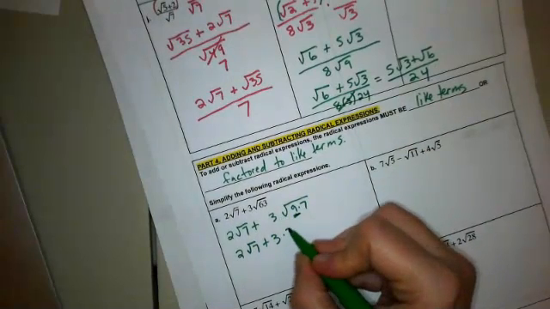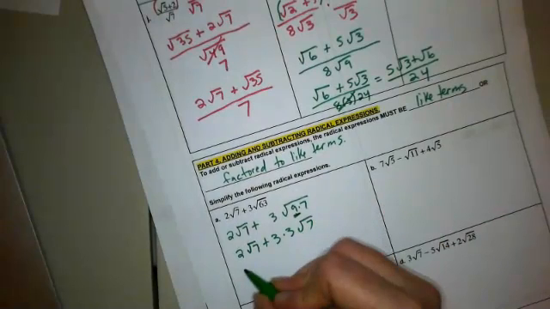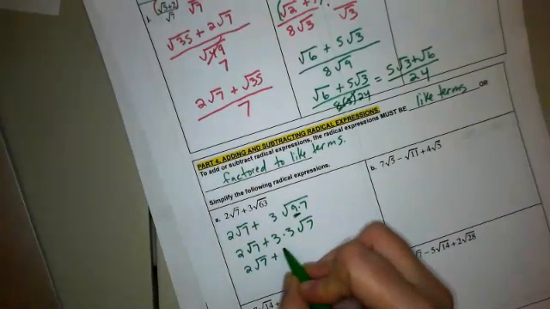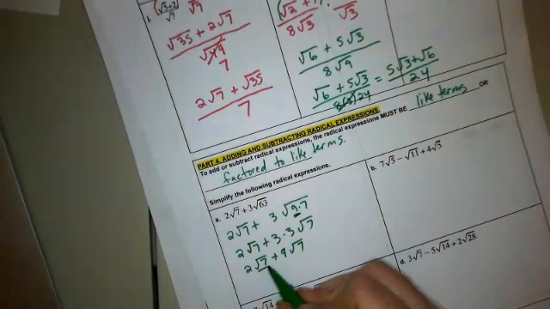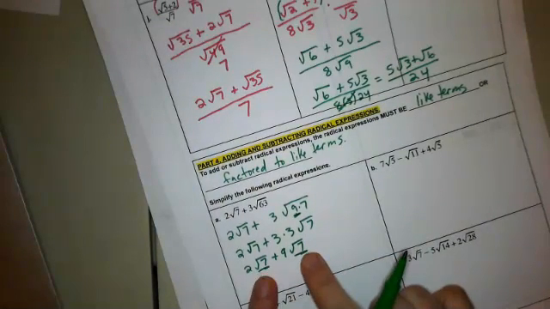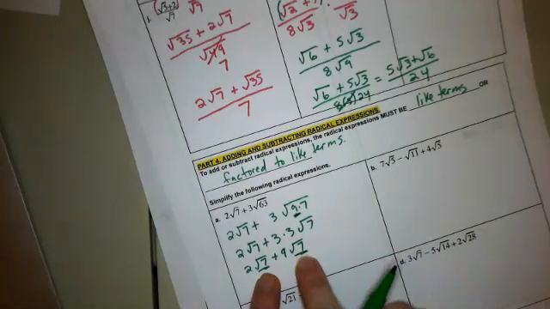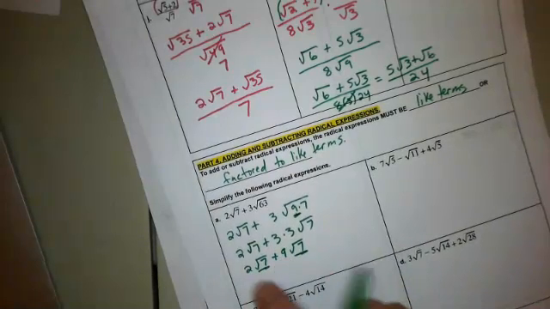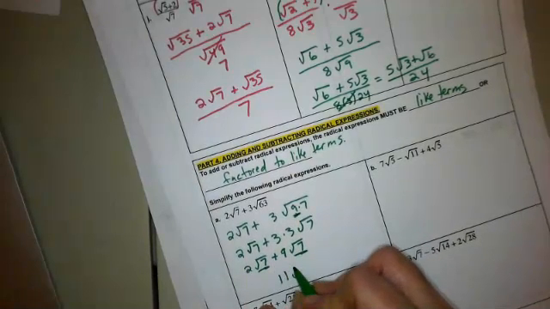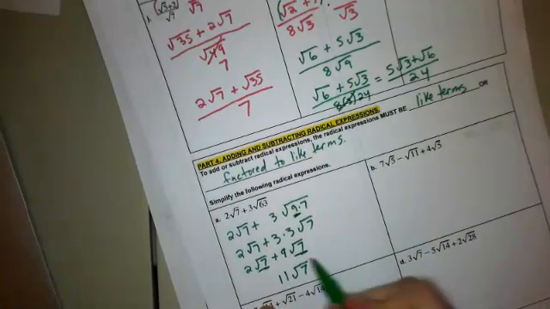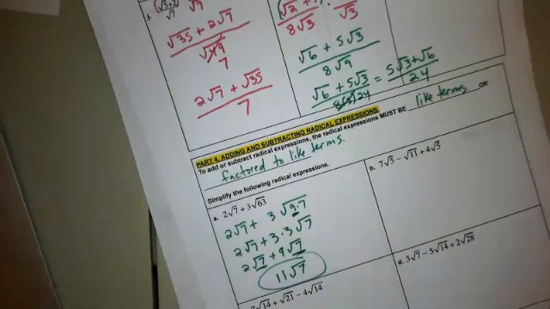Pull out that, times 3 root 7. 3 times 3 is 9. 2 root 7 plus 9 root 7. Now I have like terms. Think of it as when you have an x and an x. When you have the square root and the same number under the square root, that means it's like terms. 9 plus 2 is 11. 11 root 7. And there's your answer. Okay?